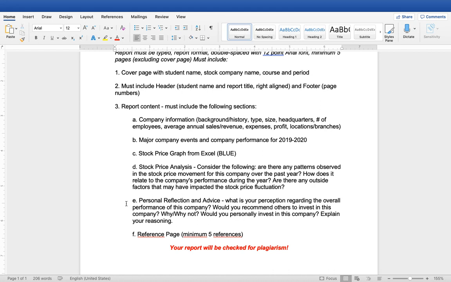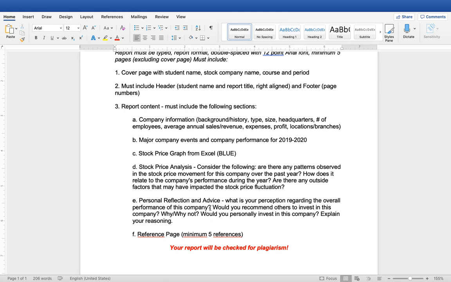The fifth section, and that's pretty much the last section of the report itself. This is your personal reflection and advice. Now you are putting on the hat of a financial advisor. So after researching with all the information that you've seen based on the graph, based on the stock price analysis, knowing what you know about the company's performance and any of the major events taking place this past year, what is your perception regarding the overall performance of this company? Based on the information you saw, what do you think?